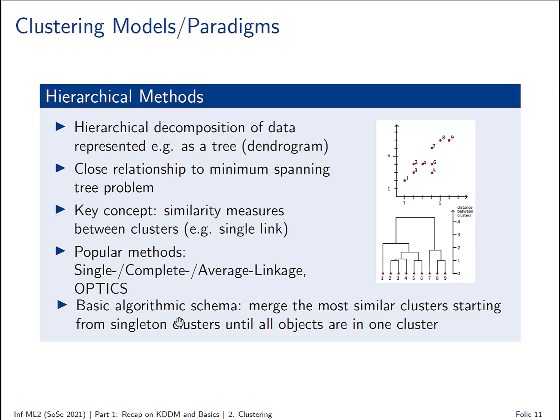And the basic algorithmic schema I already told you is to merge the most similar clusters starting from the bottom of the hierarchy, from the singleton clusters, from the individual points. So we start with the individual points as clusters, and we merge in each step the two clusters which are most similar right now. And if we do that, at one point we merged everything together into just one big cluster, which is the root of the tree, which is the entire data set.